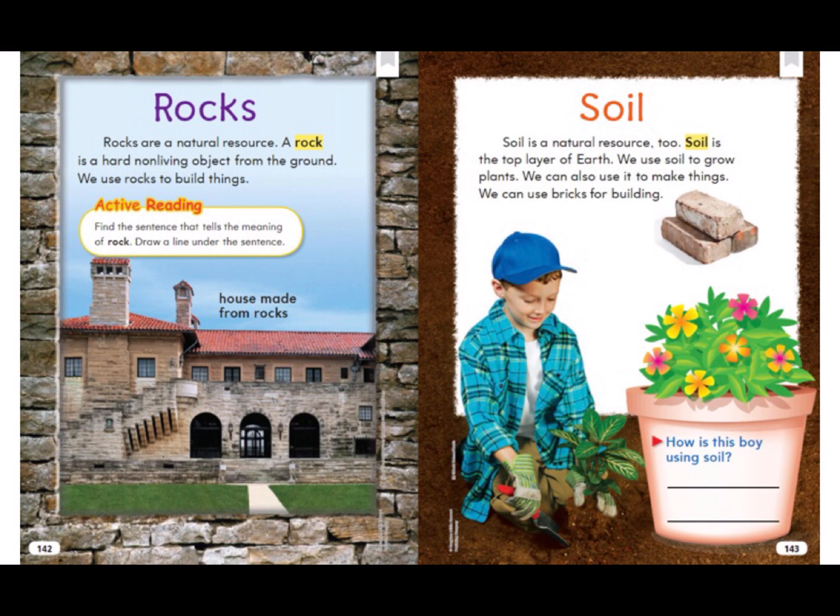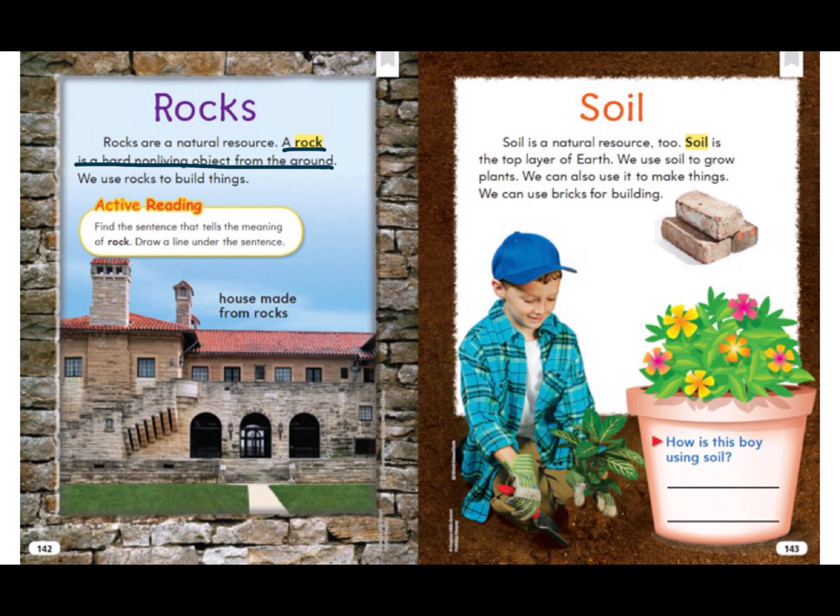Rocks. Rocks are a natural resource. A rock is a hard, non-living object from the ground. We use rocks to build things. So this house is made from rocks. Let's find the sentence that tells the meaning of a rock and underline it. A rock is a hard, non-living object from the ground.